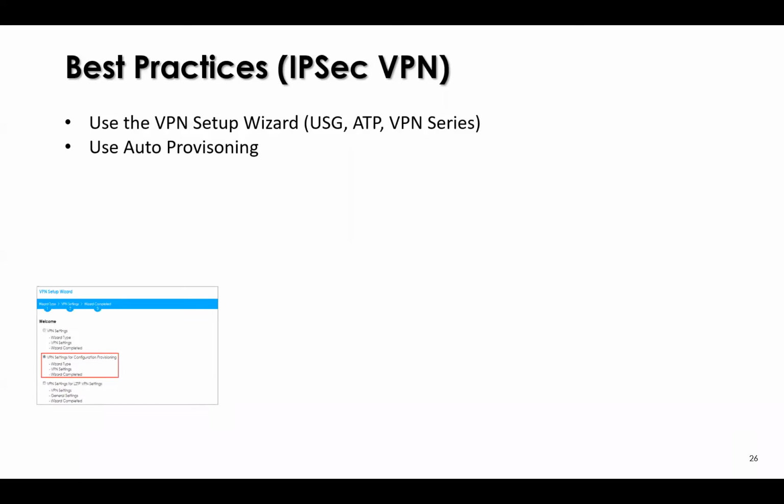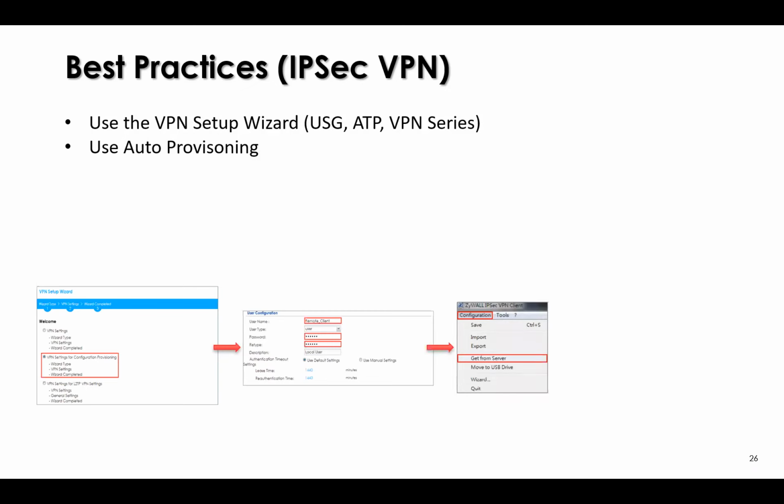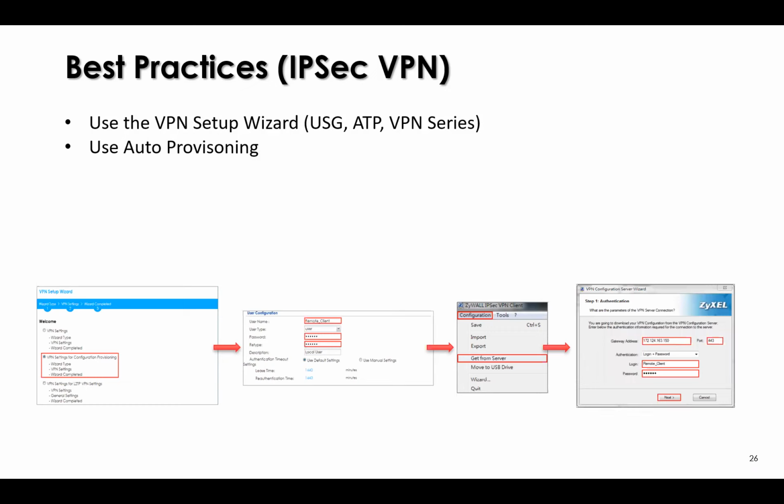So there's the VPN provisioning settings that are in the setup wizard. You set up a username for that client. And then on the VPN client, there's a get from server option. And you just plug that information in and it'll download the configuration from the firewall.